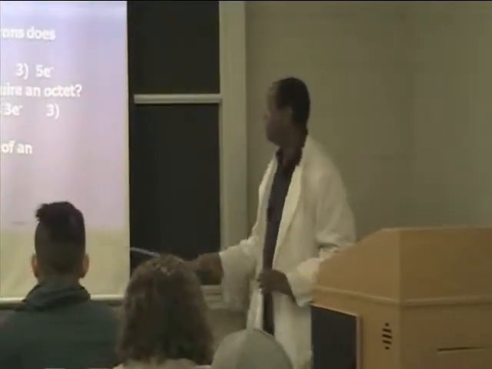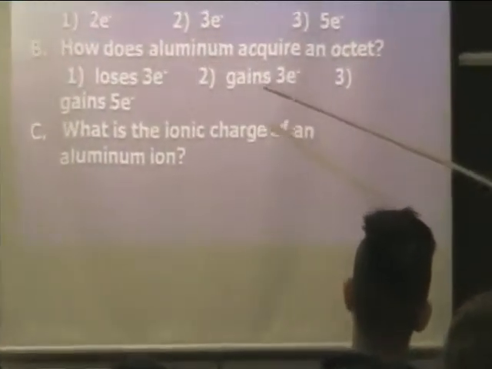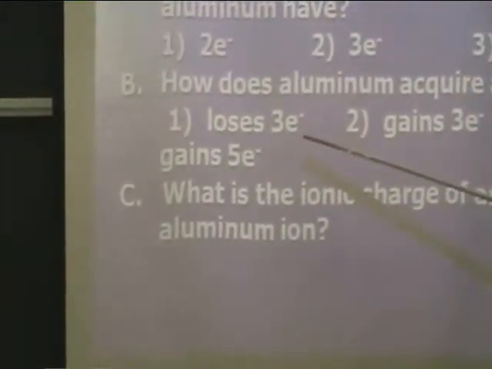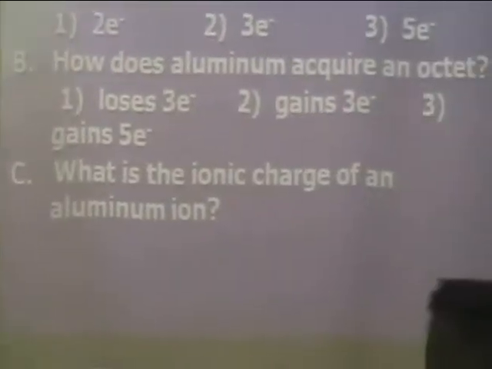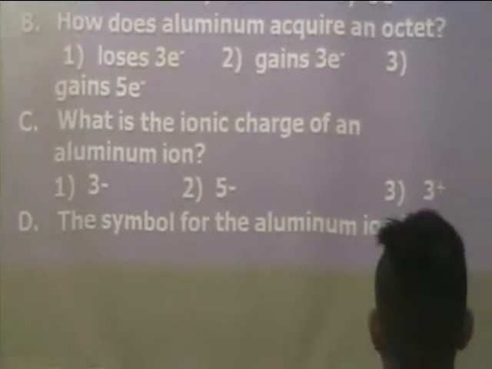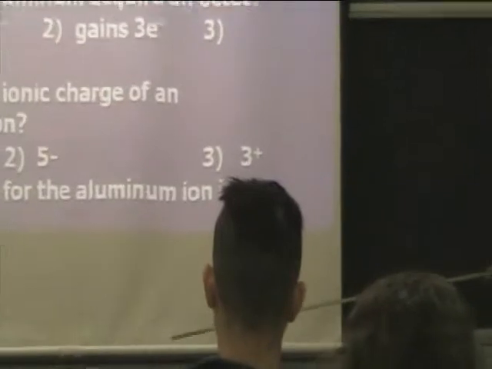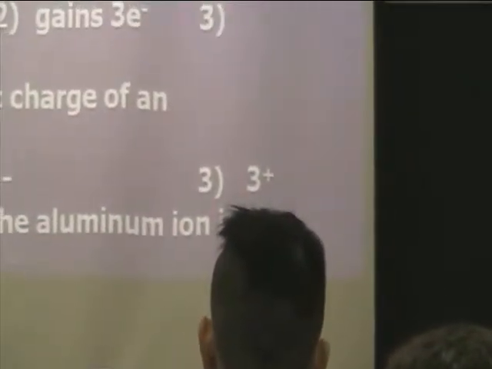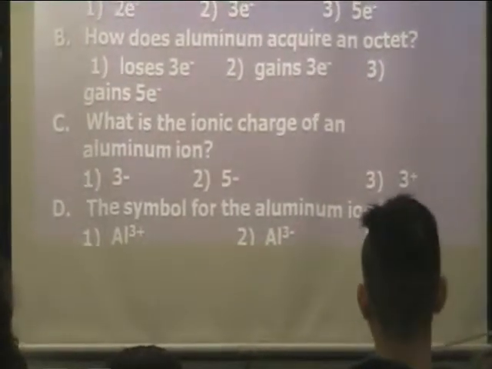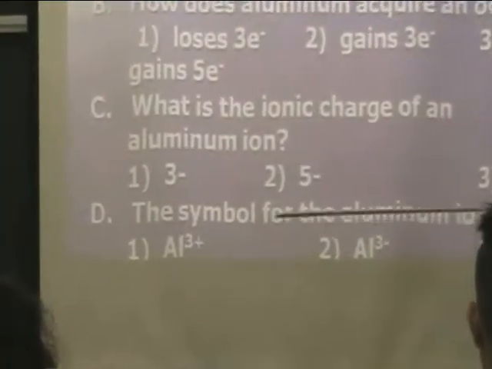So what's the answer here? 1. How does aluminum acquire an octet? Number 1, loses 3 electrons. Does that make sense, everybody? If anybody has any question, please let me know. Okay. What is the ionic charge of an aluminum ion? It should be 3 plus because it's a positively charged ion. It's a metal, so it should be 3 plus. And in that regard, what's going to be the symbol for the aluminum ion? Al 3 plus, right? Does that make sense, everybody?